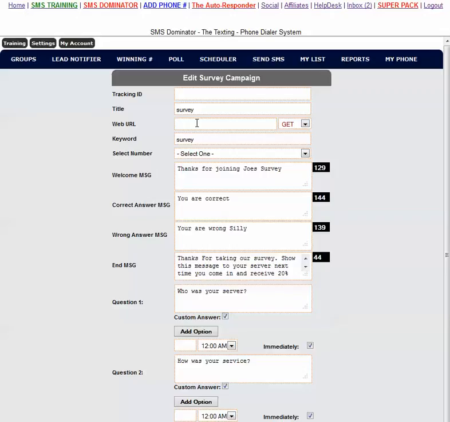Again, this is a feature that you can implement in the future, or maybe with a programmer if you needed to hire a programmer to figure out how to use this. The keyword is going to be survey, and that survey text keyword is going to be sent to a particular telephone number. Again, this is a dummy account, so I don't have a telephone number in here, but had I had a telephone number in here, I would select that number.